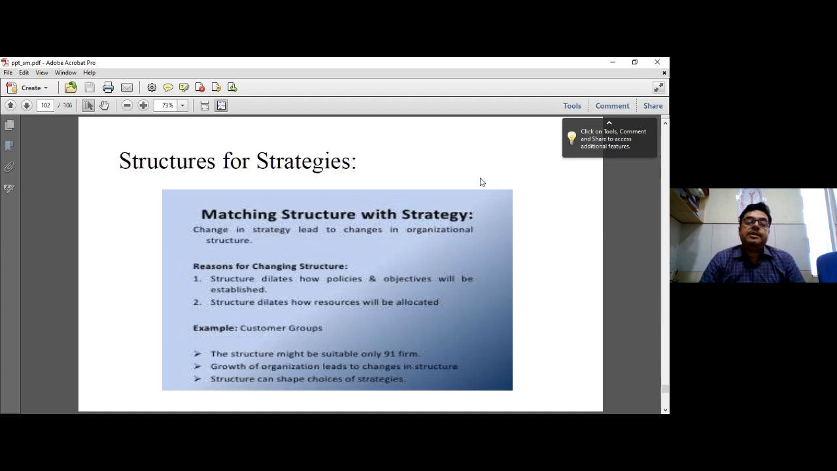Structure dictates how policies and objectives will be established. Structure dictates how resources will be allocated. Example, customer groups. The structure might be suitable only for certain firms. Growth of an organization will lead to changes in structure, and structure can shape choices of strategies.